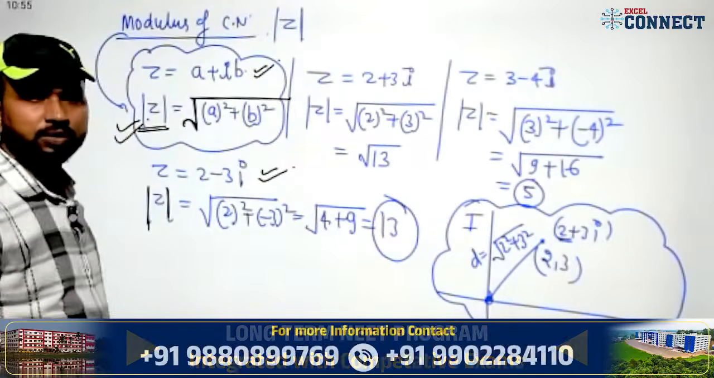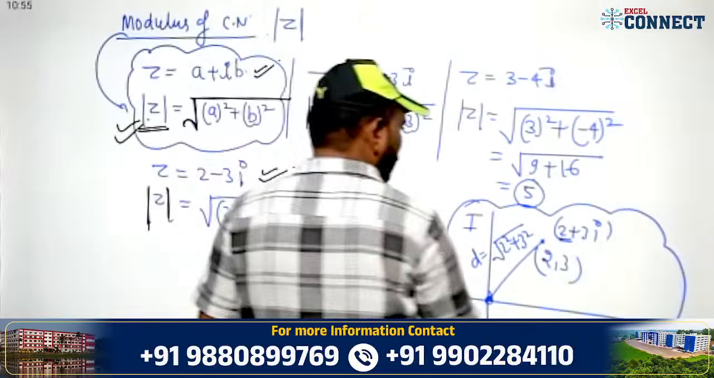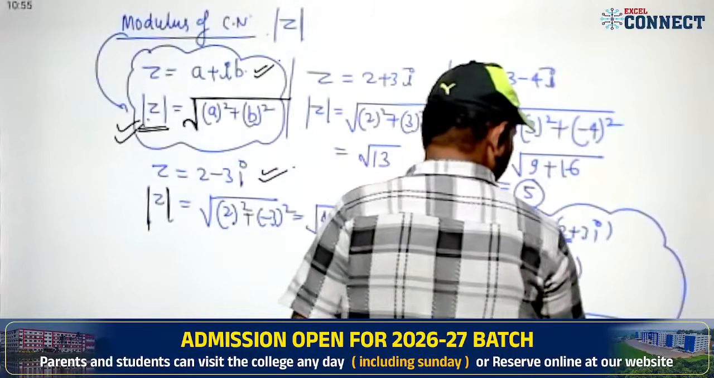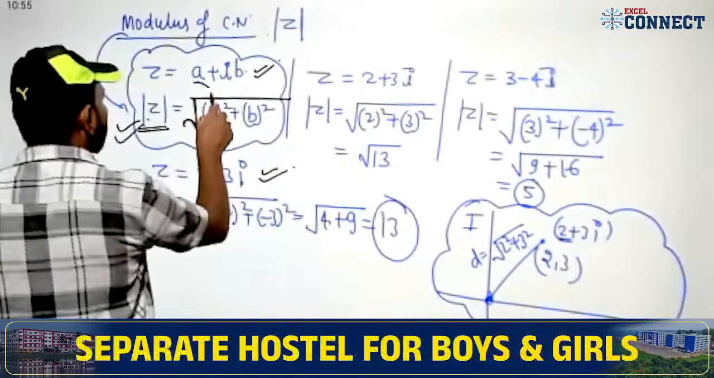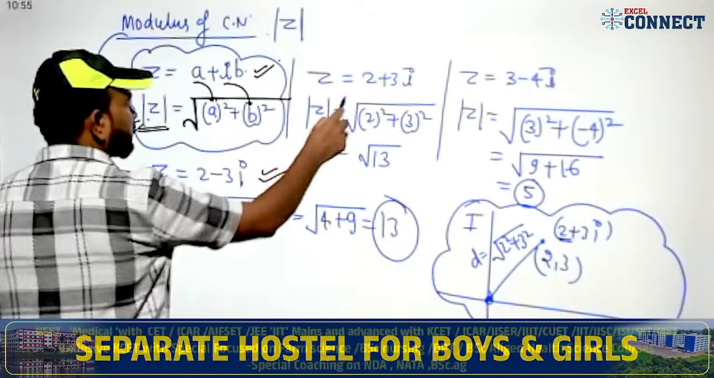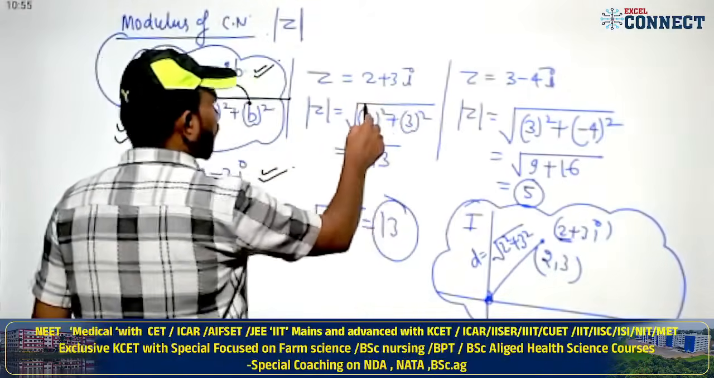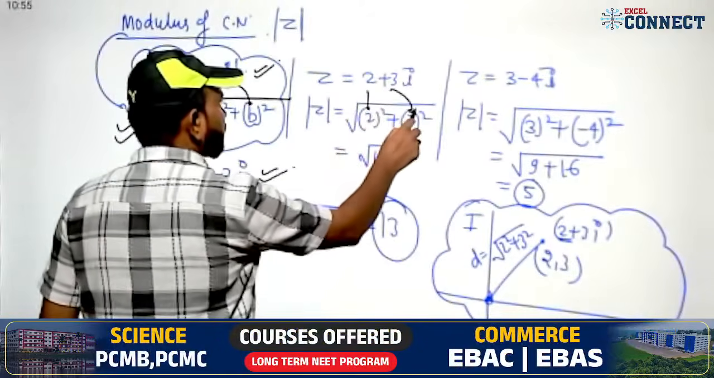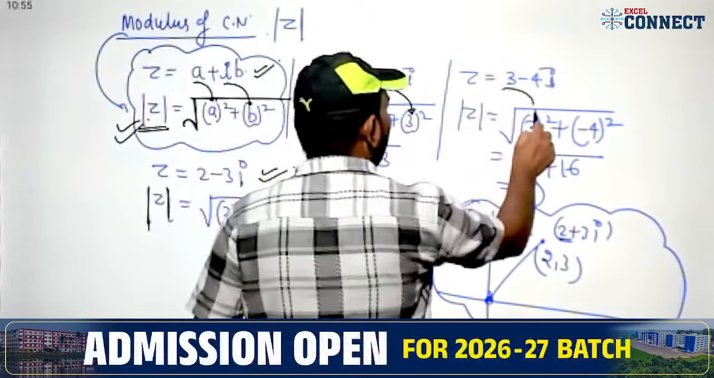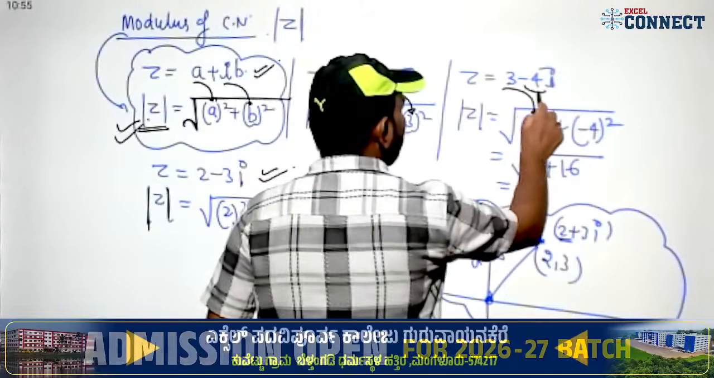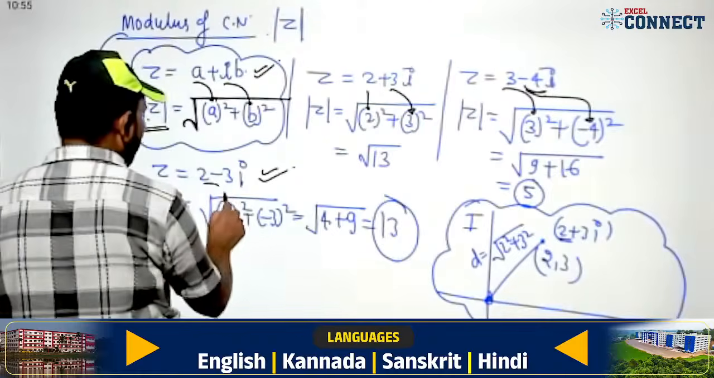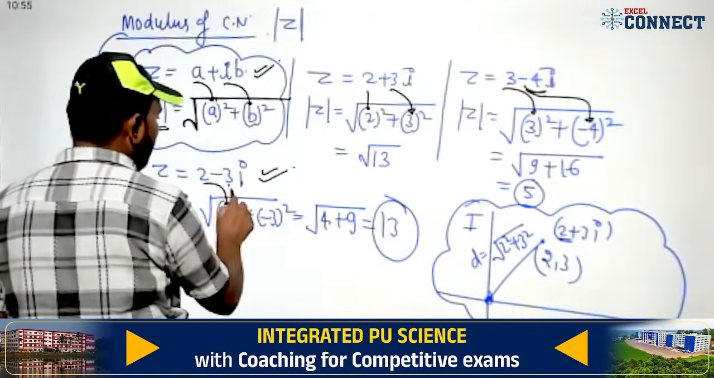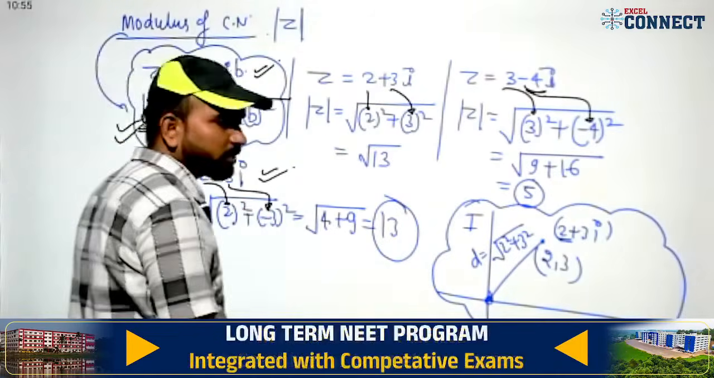Repeat the previous question again, sir. This question, mod z is equal to what? Under root of a square plus b square. Simple. If I say this, what is mod z? Under root of this square plus this square. Mod z is under root of 3 square plus, what is the coefficient, minus 4, so minus 4 whole square. Here it is 2 minus 3, so 2 square plus minus 3 whole square. Simple. This is mod z.